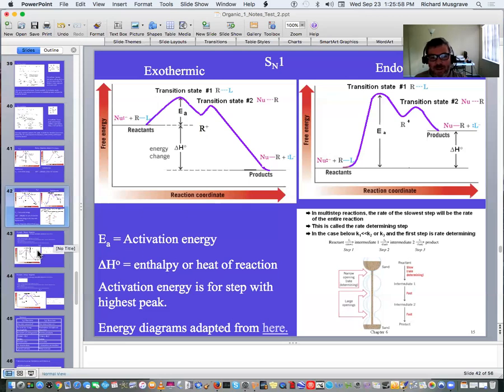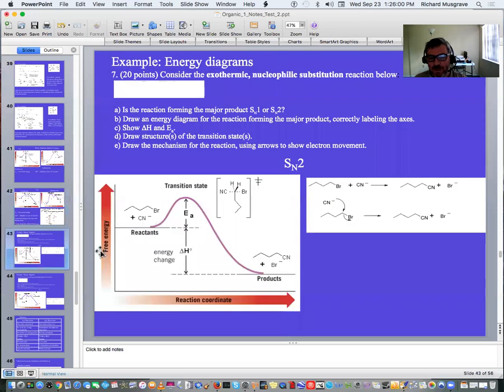All right, and let's go take a look at the test question, because I think that's really what you want to know about. Now, there's really 4 possibilities for the test question. Just 4. That's it. And I've got them all laid out as well here and in other places. I've got them laid out in the videos as well. So consider the exothermic nucleophilic substitution reaction below.